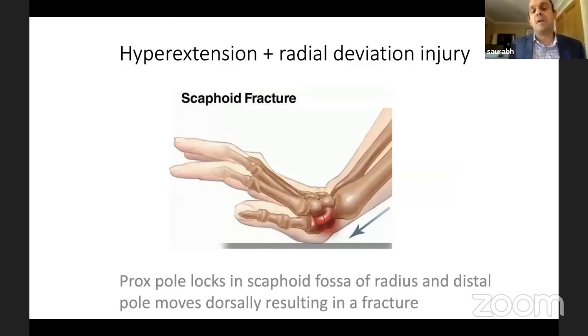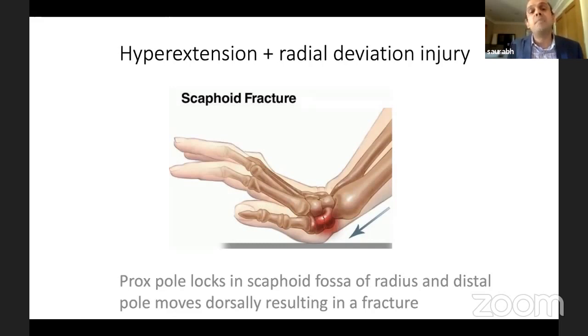So scaphoids. The mechanism of injury is hyperextension. That's very important, hyperextension and radial deviation. What happens is, as you can see here, the proximal pole is very snug in the fossa. It gets locked. The distal half of the scaphoid is free to move, and that's why it keeps moving dorsally and there's a fracture. Other thing, if you appreciate the anatomy of the radioscaphocapitate ligament, it acts as a sling, and that's why you get that classical waist fracture.